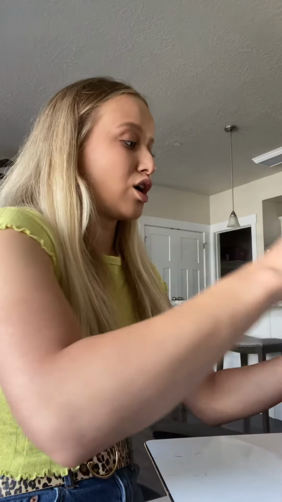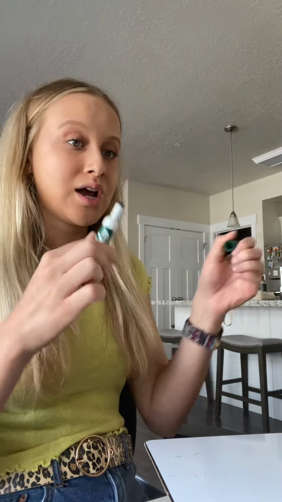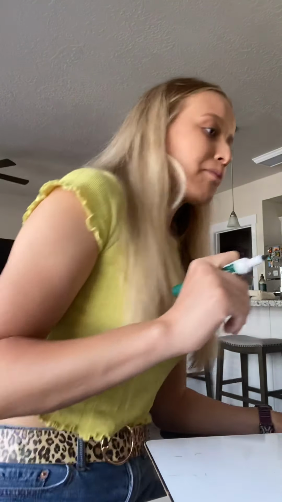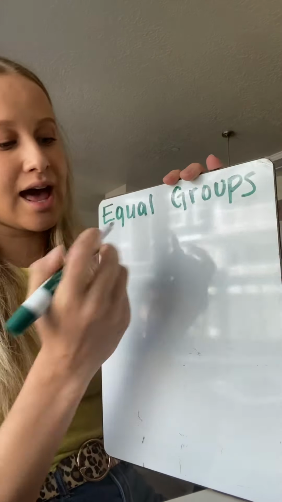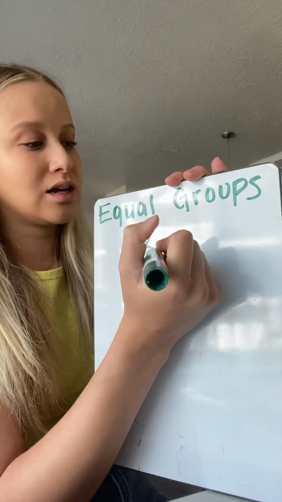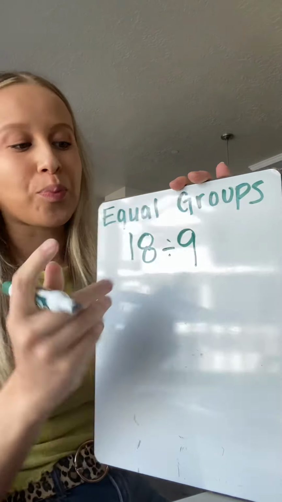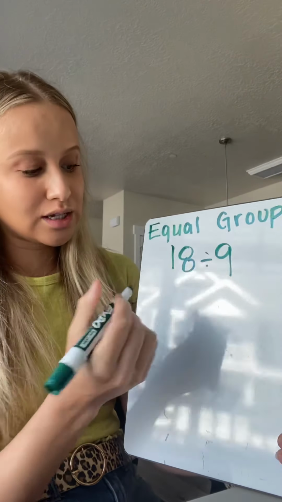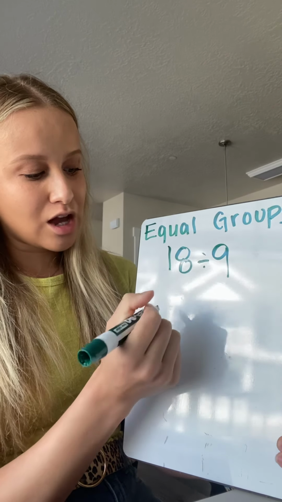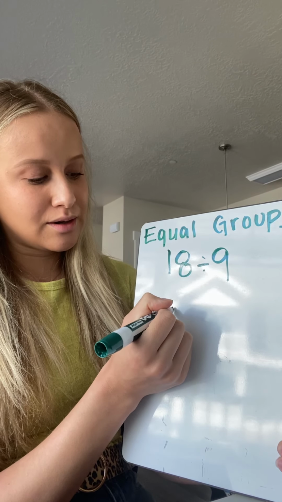The third way or strategy that you can solve division problems, I'm going to use green for, is by using equal groups. So I'm going to write equal groups at the top with my green marker. Okay, so let's say that I have the division problem 18 divided by 9. So I'm going to make 9 equal groups.